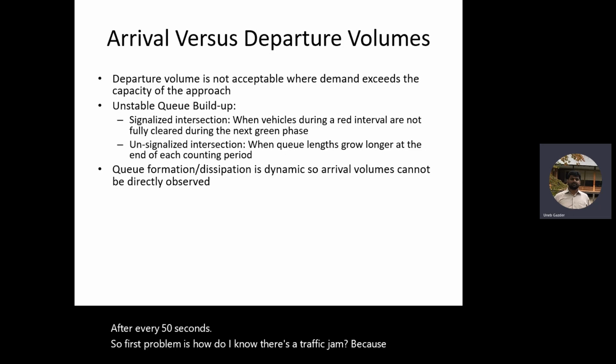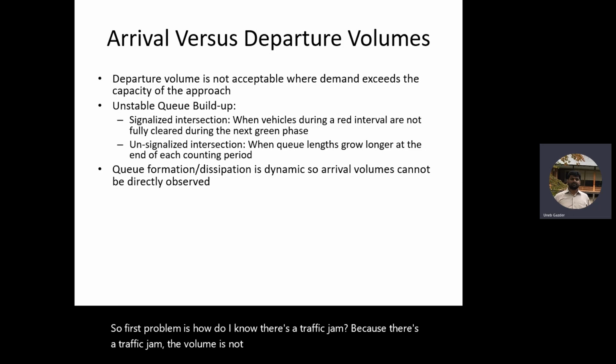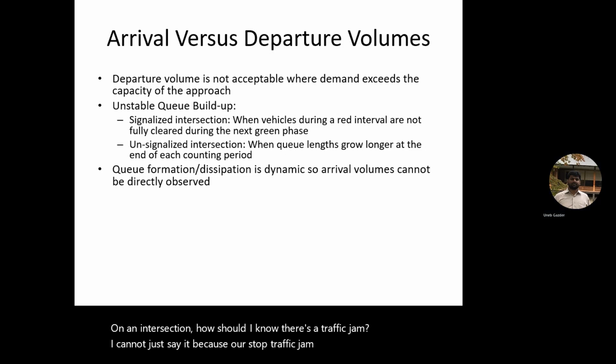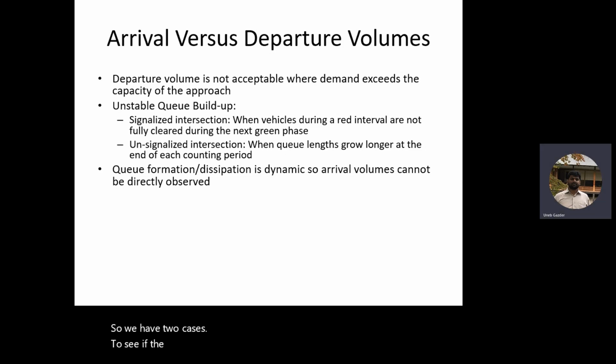Because when there is a traffic jam, the volume is not equal to demand. You said that, right? When there is a traffic jam, the volume is not equal to demand. The maximum volume can be equal to capacity, and the demand is over capacity. Okay. So first of all, on an intersection, how should I know there is a traffic jam? I cannot just say vehicles are stopped, traffic jam. No, this is not the case. So, 2 cases. To see if the traffic is jammed or not, we have two cases.